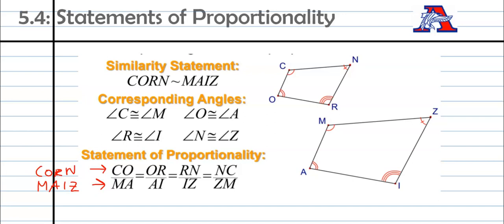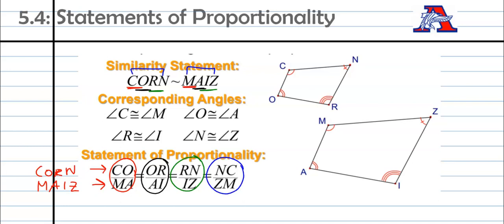There's a couple different ways that you can go about setting those up. You can look at the original similarity statement. So you have CO and MA. They go together because they're the first two letters. Then you have OR and AI. Those go together because they're the second. Then your third and fourth letters go together. And then finally, you have your last and first, and those go together. So that's one way to do it.